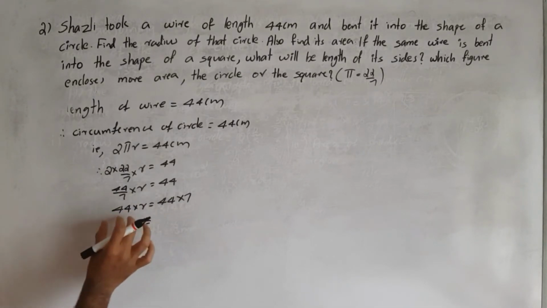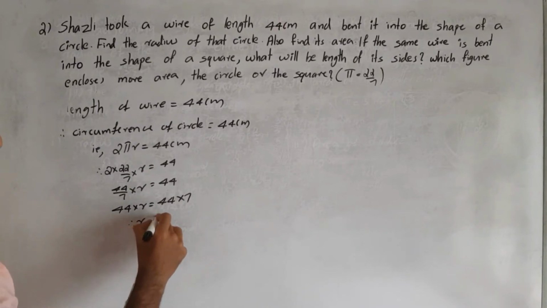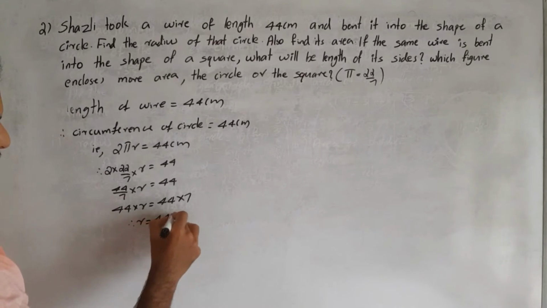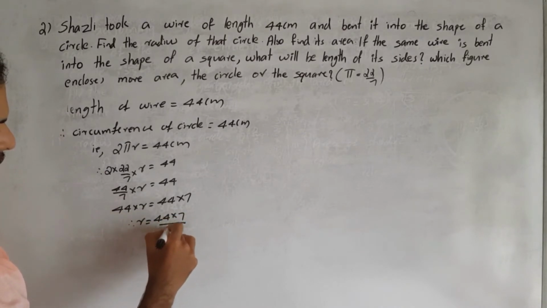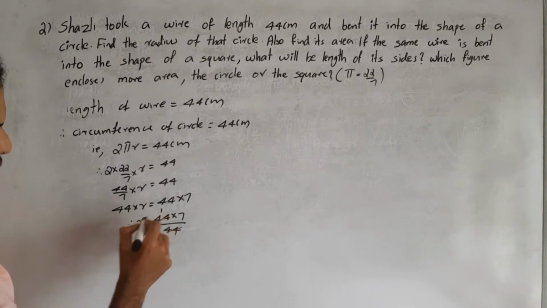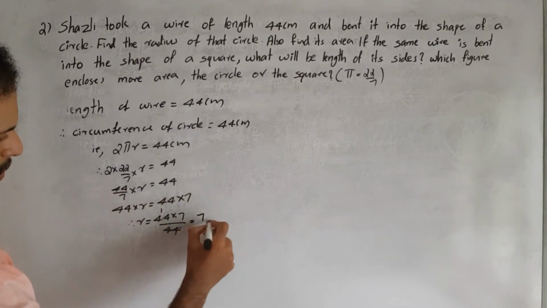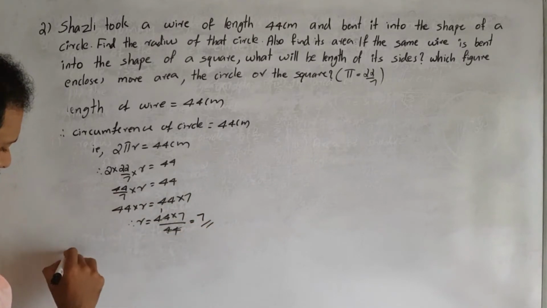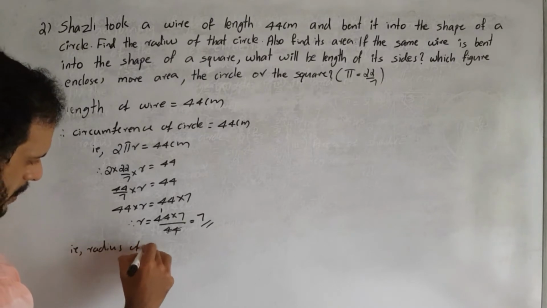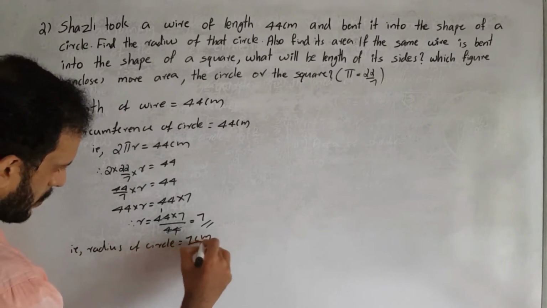Then what is the change? It becomes divide because it's multiplying here, correct? So 44 into 7 by 44. Then it's possible to divide 44 and 44 one time. Then 1 into 7 is equal to 7. Okay, so what is the radius? That is, the radius of the circle is equal to 7 centimeter.